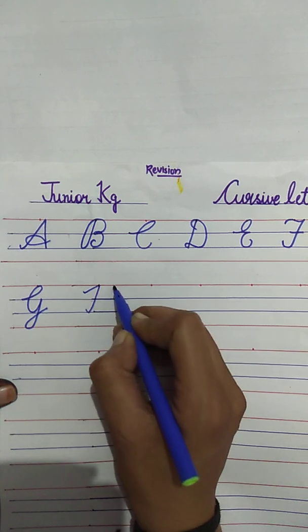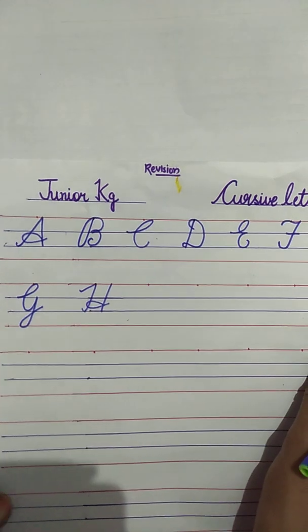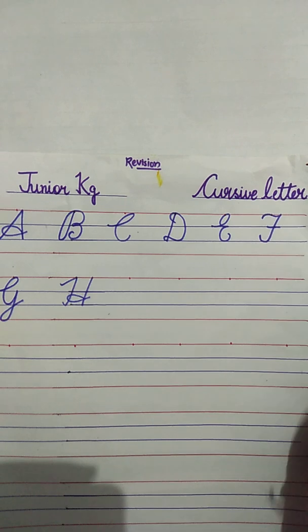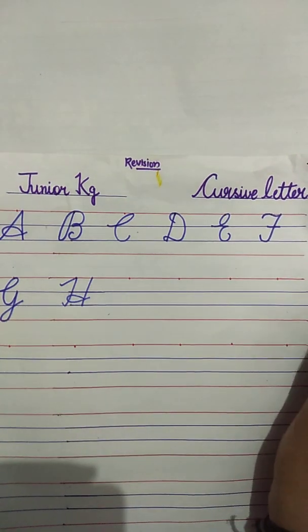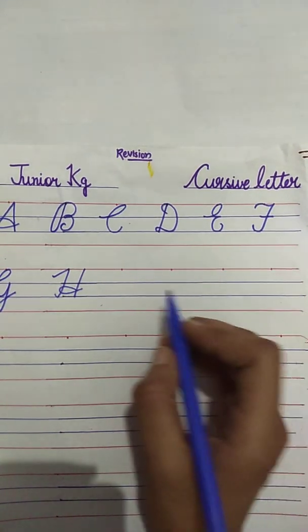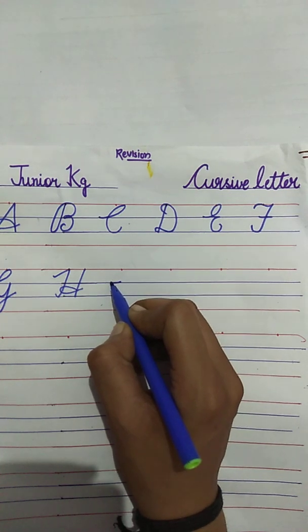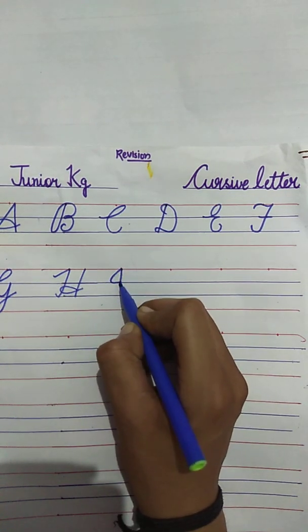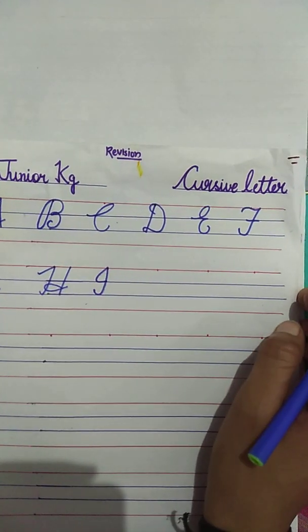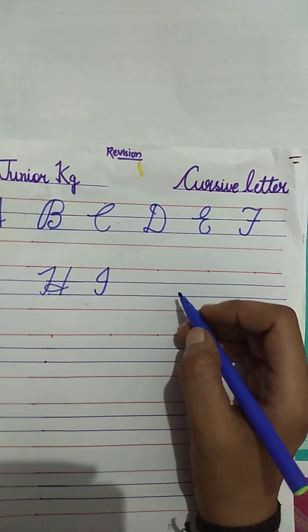Draw a slanting line. One more slanting line. A loop between these two lines. H for house. The spelling of house is H-O-U-S-E. House. Now the next letter is I. I for igloo. See here. You have to draw a curve, slanting line, one more slanting line and a curve. I for igloo. Spelling of igloo is I-G-L-O-O. Igloo.